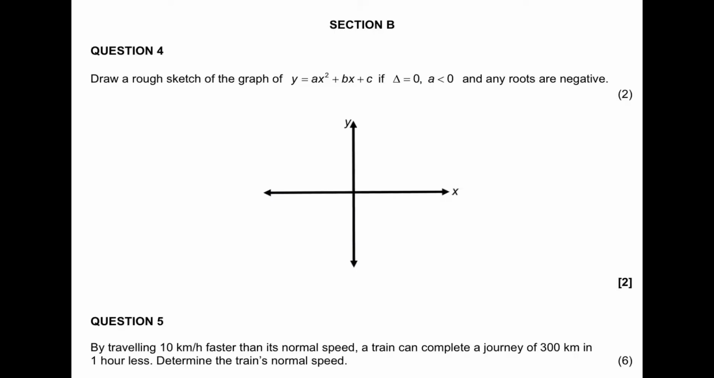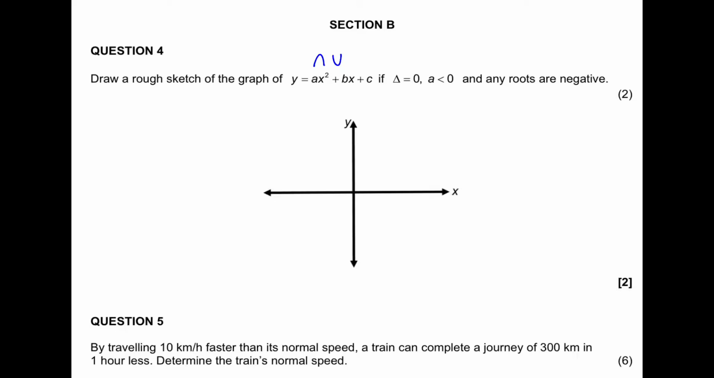Section B, question 4. Draw a rough sketch of the graph of y equals ax squared plus bx plus c if delta equals 0, a is less than 0, and any roots are negative. There are several things going on here, and I'm going to look at each of them individually before we sketch. Firstly, this tells us that the graph is quadratic, so we know it's a parabola. A parabola has either this shape or that shape.